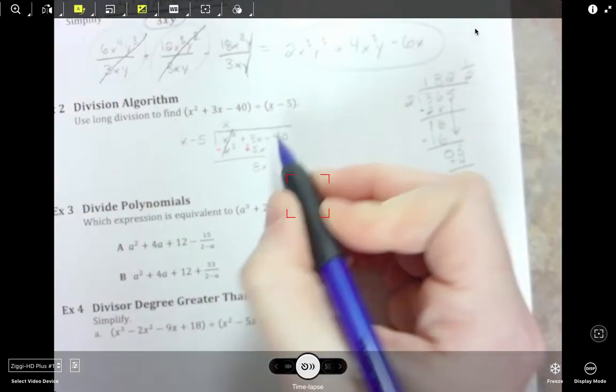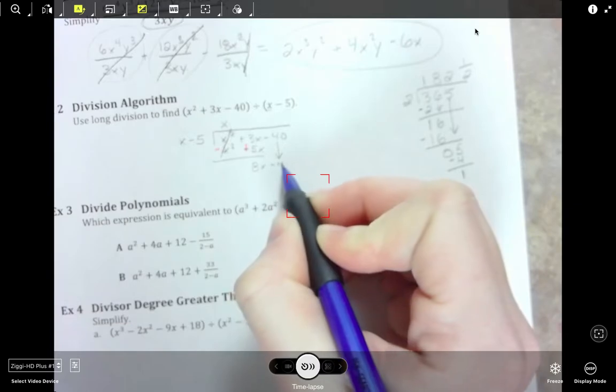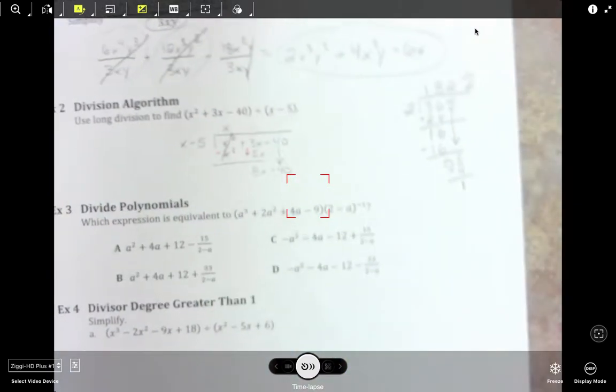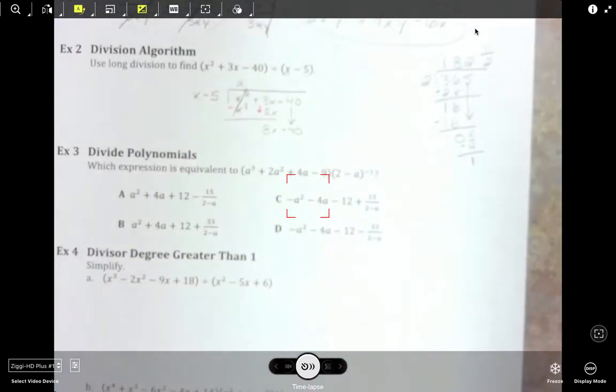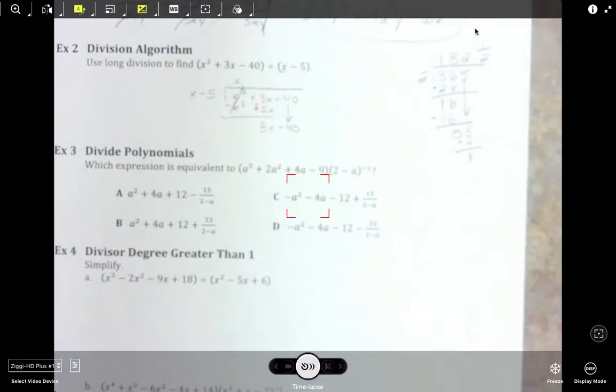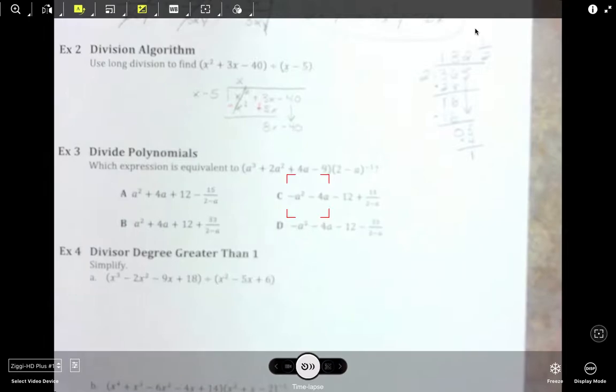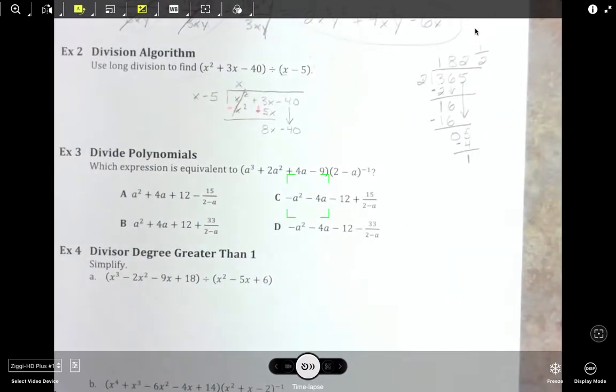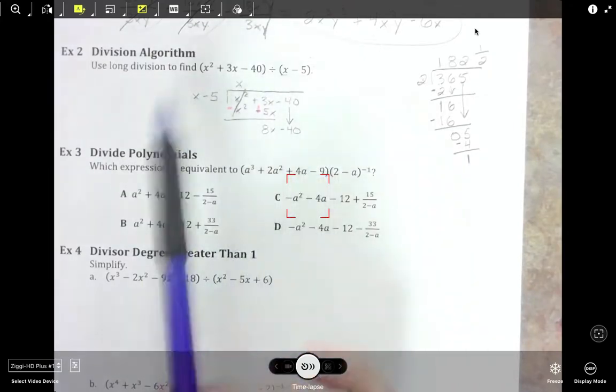So I write that, and then I'm going to drop my negative 40 down. Minus 40. I apologize, I can't see this very well. Focus, focus, focus. Okay, there we go. Now I repeat the process again.